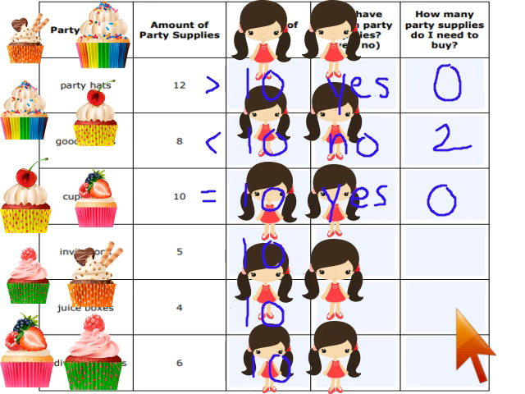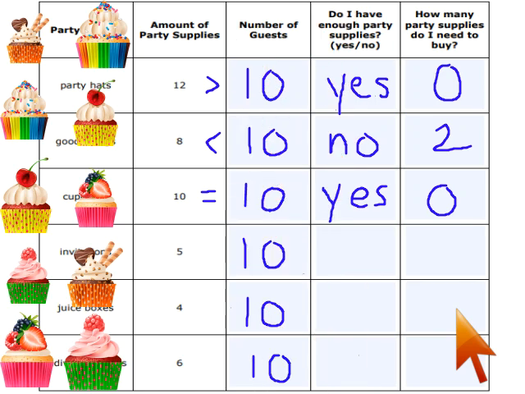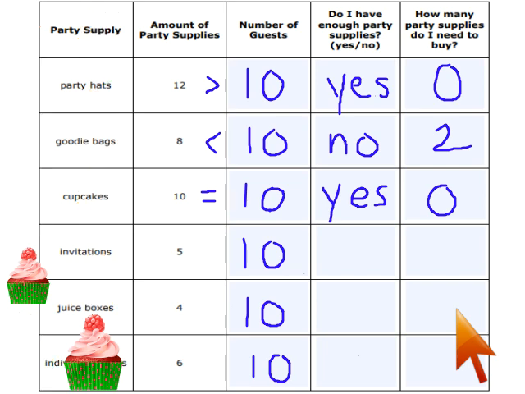So if I was showing this problem, I could show 10 and 10 and show that they were equal. Like I said, you don't have to draw something as difficult as this. You could just draw 10 circles and 10 squares. That would be perfectly fine. Those could represent your cupcakes and those could represent your guests.